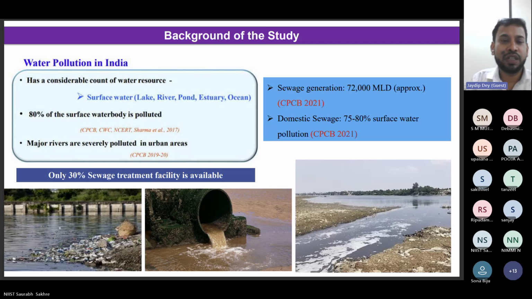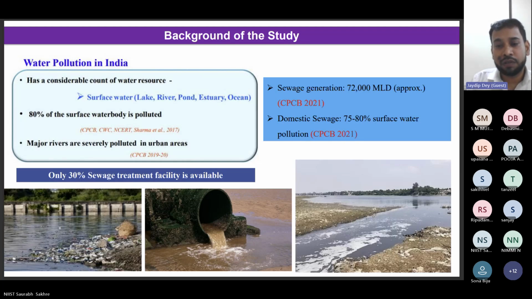In India, we have a considerable count of water resources in the forms of surface water or groundwater. Surface water like lake, river, reservoir, pond, estuary, even in the cryosphere also. But it is reported by the Central Pollution Control Board, Central Water Commission, and other respected organizations that 80% of the surface water bodies are polluted. And major rivers which are passing through our urban areas are severely polluted. In India, the sewage generation rate is around 72,000 MLD, as reported by the Central Pollution Control Board.